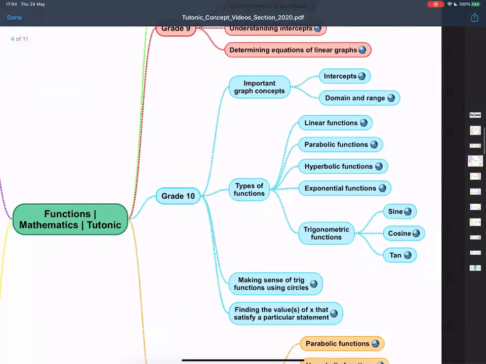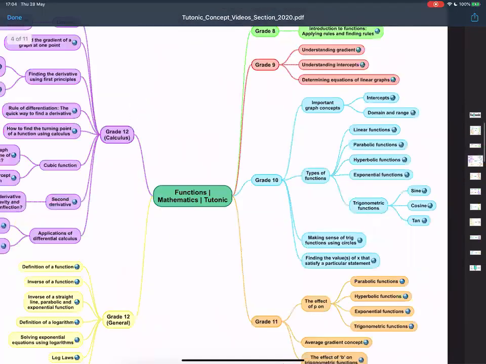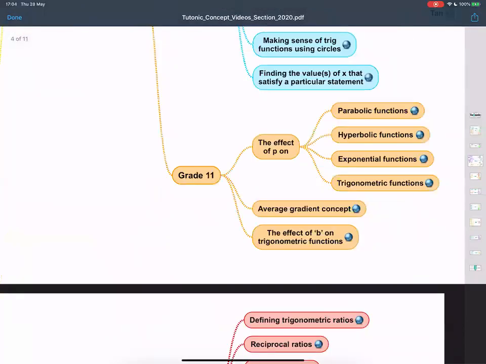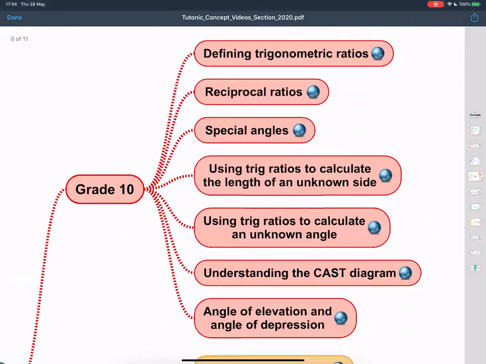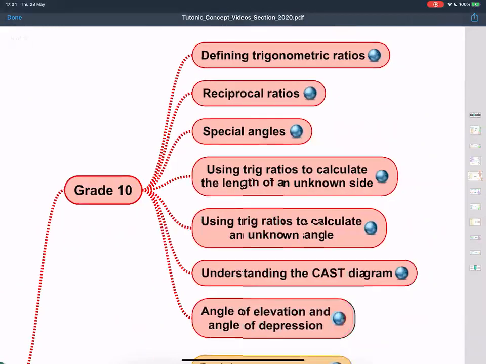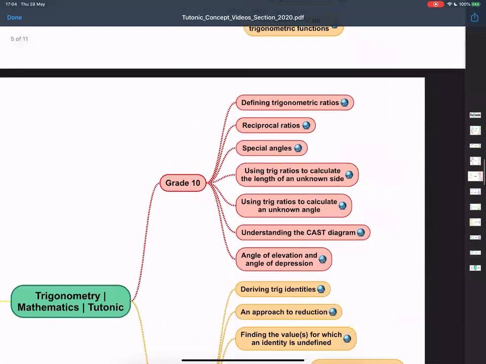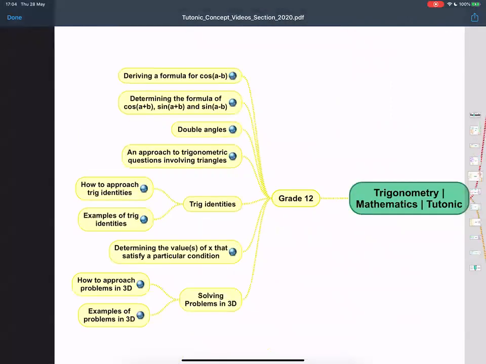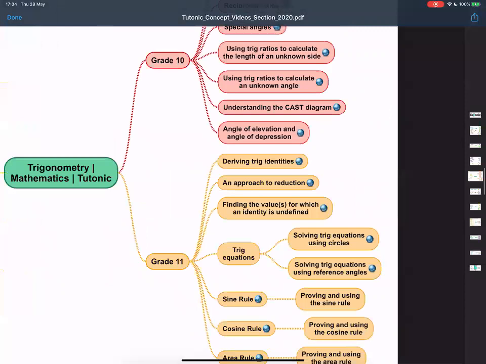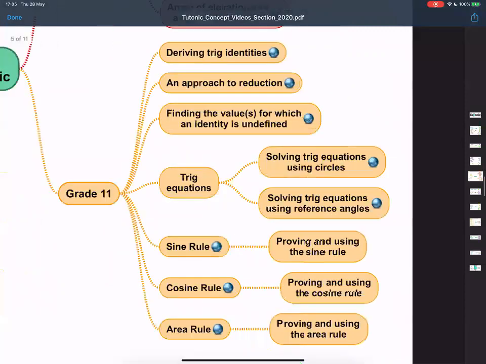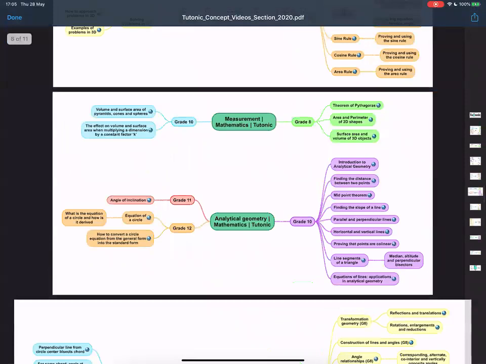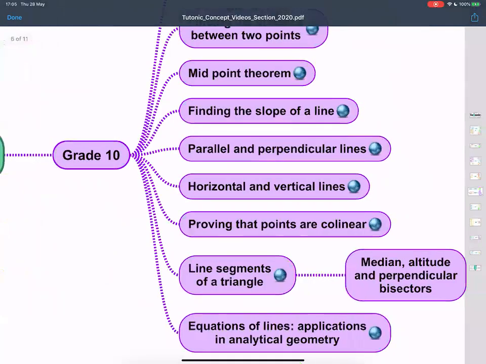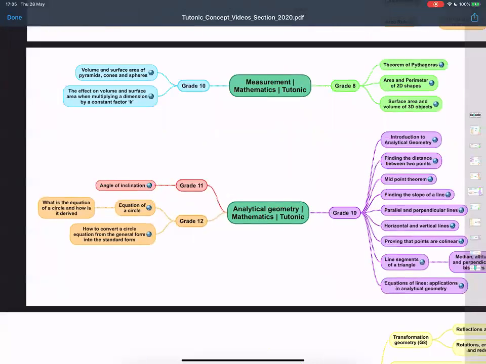So like with functions, go over this stuff, go grade 11, go over these things, and the nice thing is that you can do it in your own time, right? Nobody's telling you that you have to watch it now. So with Tutonic, you can watch it at night, you can watch it in the morning. That's why we created it like this, so that you have everything that you need. It's just that you have to watch it. That's the only catch, is that you have to watch it.